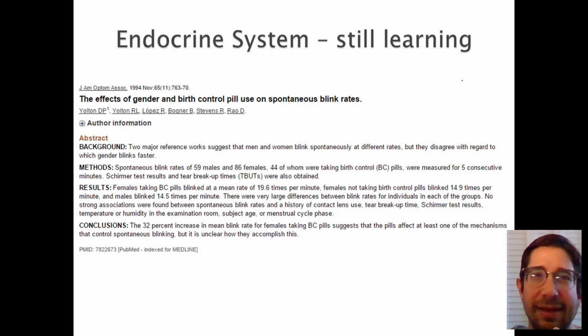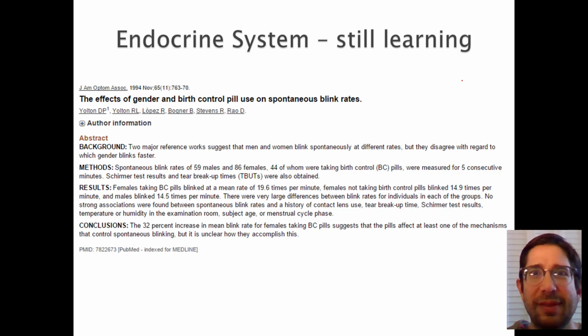And at the end of the study, they found females on birth control blinked about 19.6 times per minute, but females not on birth control blinked about 14.9. So about 20 if you had birth control, 15 if you didn't, and males blinked about 15 times if you didn't. So something about taking the birth control affected blink rate. And presumably it wasn't the act of putting the pill in your mouth and drinking a sip of water, right? Something about the hormones in the birth control affected blink rate.